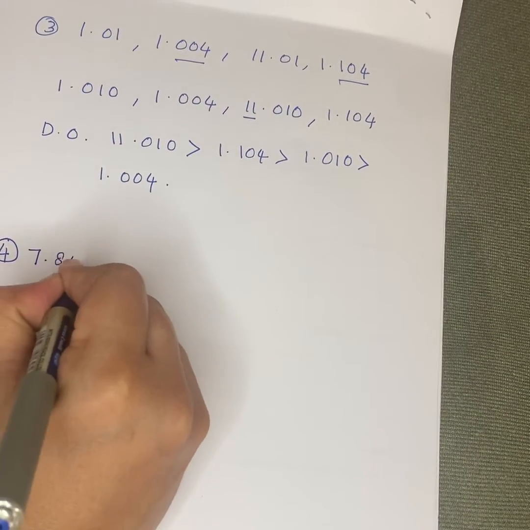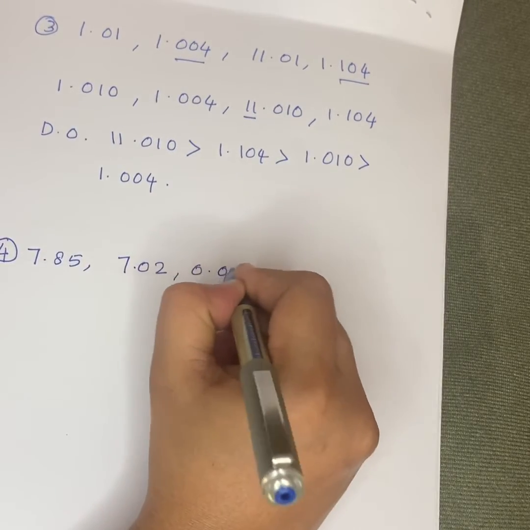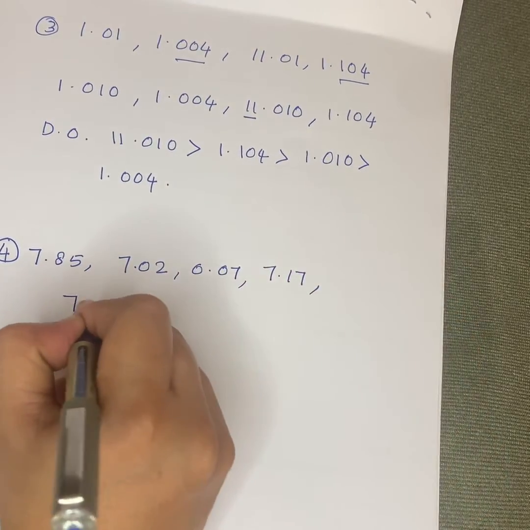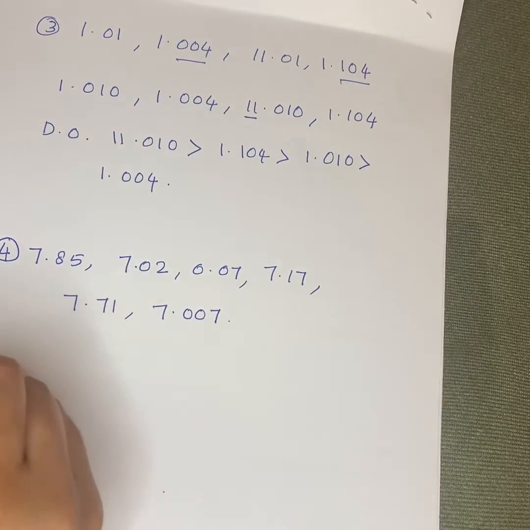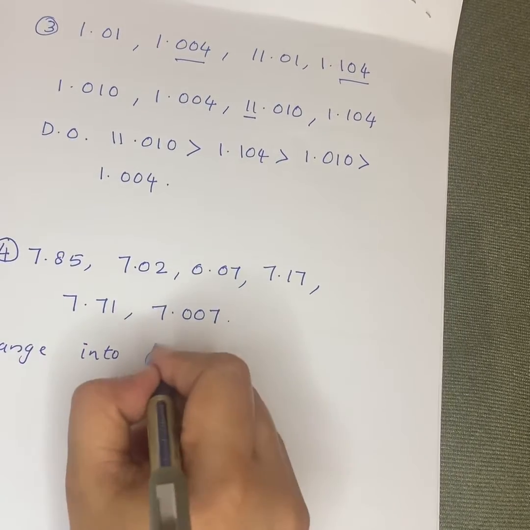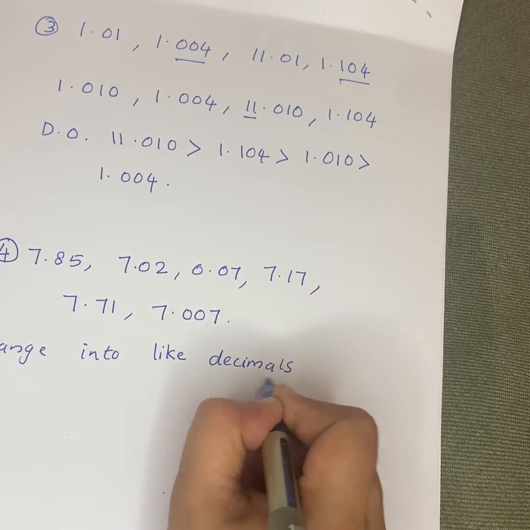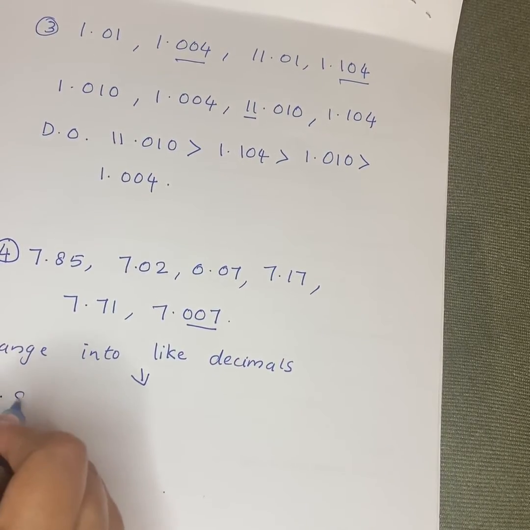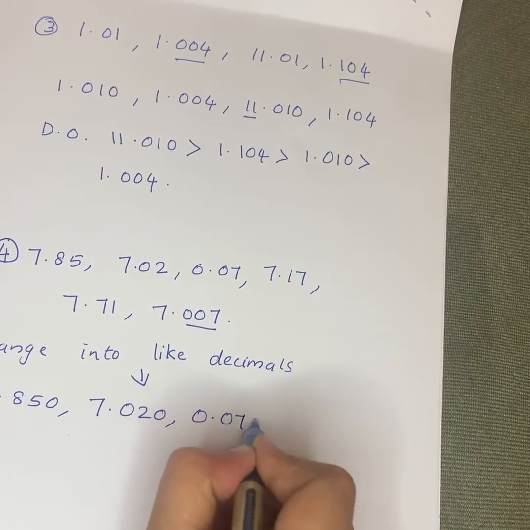The next one is 0.07, 7.17 and 7.71, then 7.007. So these are unlike decimals as before, so we have to change them into like decimals. So there are 3 places after the decimal in 7.007.